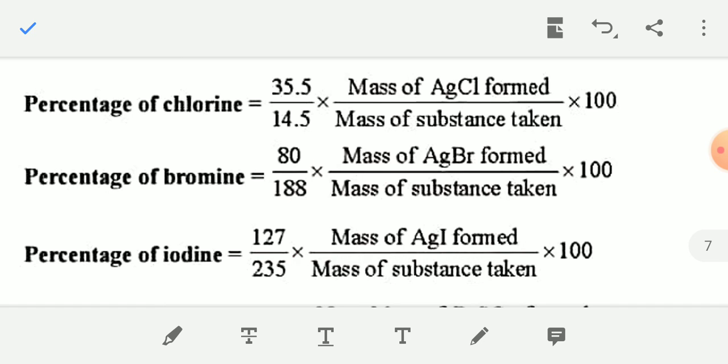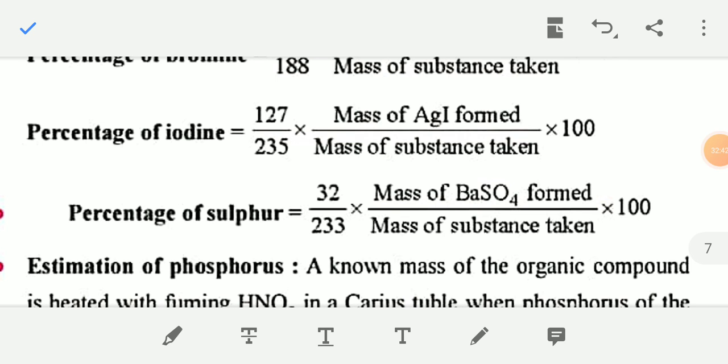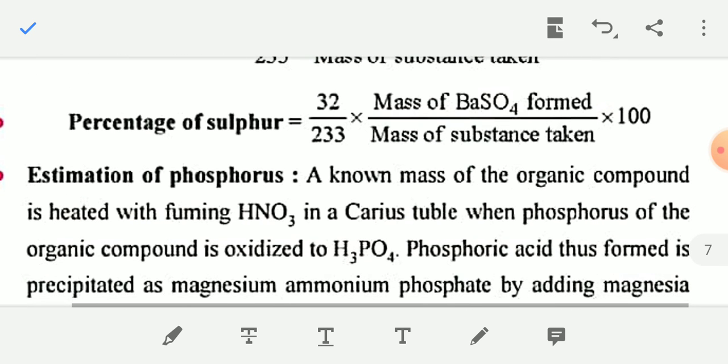Estimation of halogen, Carius method, and calculation of percentage of chlorine, which is 35.5/143.5 × mass of AgCl formed divided by mass of substance taken × 100. Percentage of bromine, 80/188 × mass of AgBr formed divided by mass of substance taken × 100. Similarly, percentage of iodine is equal to 127/235 × mass of AgI formed divided by mass of substance taken. Percentage of sulfur, 32/233 × mass of BaSO4 formed divided by mass of substance taken × 100.